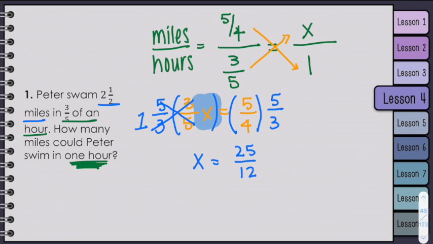So as I simplify, I'm going to get 2 1/6 miles as my answer. Because 12 goes into 25 2 times to get 24. The difference between 24 and 25 is 1, and you keep your denominator, which is actually not 6, but actually 12. So it's 2 1/12 miles Peter can swim in 1 hour.